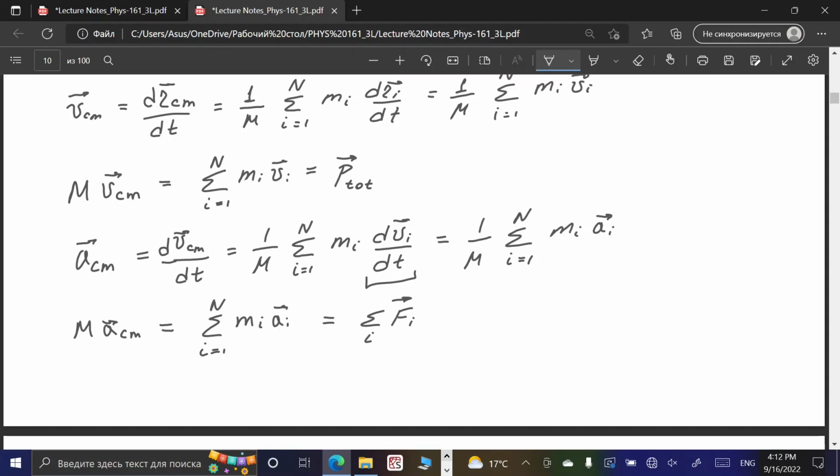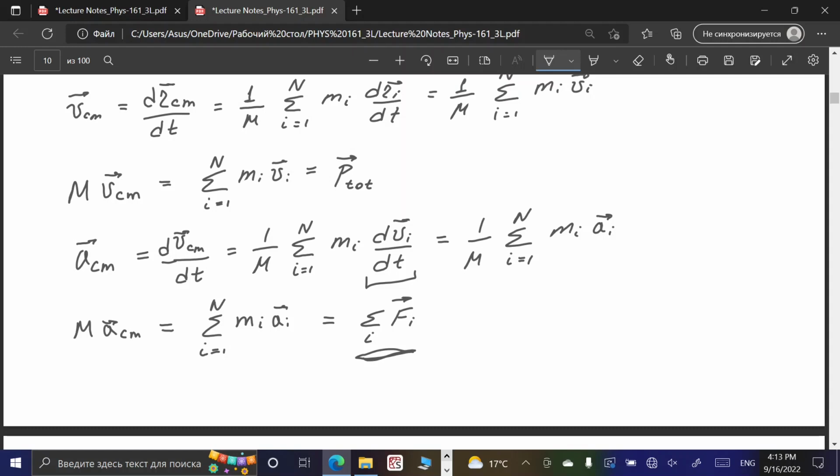Your suggestion: if we have a many body system, what will be equal to the sum of all internal forces? So here we deal with both internal and external. But if we sum up all internal forces which act between the components of the system, what will it be equal to? 0. And why will it be equal to 0? So now we don't talk about external, we have only internal.